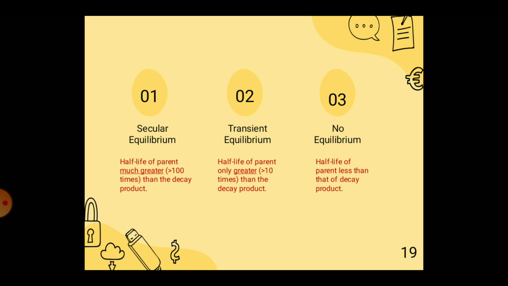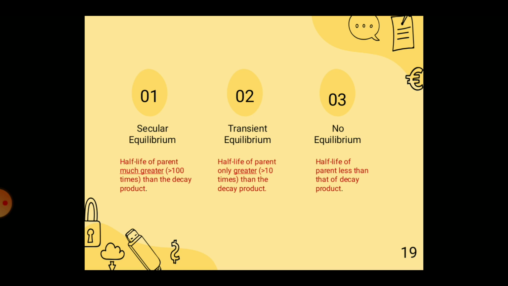In this slide, we can see all three conditions at a glance. Let's see how they differ from each other. The first condition is secular equilibrium, in which the half-life of the parent is much greater than that of the decay product, that is, greater than 100 times that of the decay product. The second condition is transient equilibrium, in which the half-life of the parent is only greater than that of the decay product. The third condition is no equilibrium, in which the half-life of the parent is less than that of the decay product. So these are the three conditions of radioactive equilibrium.